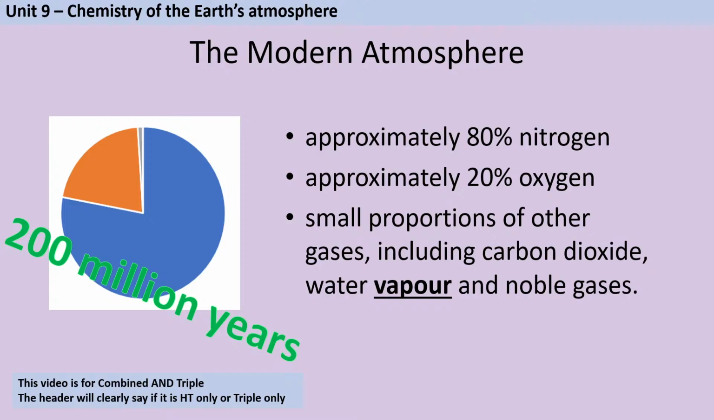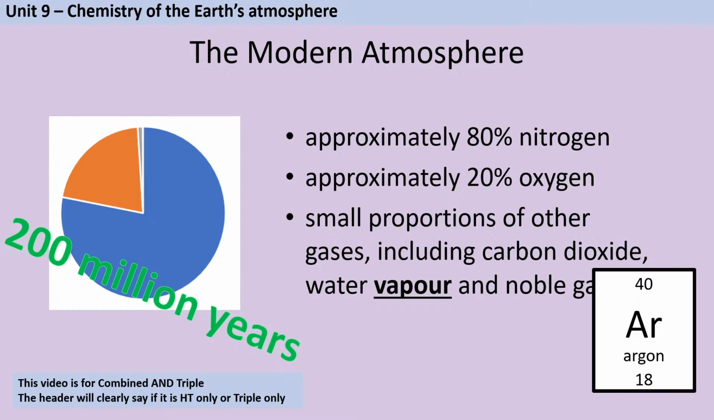So in addition to those, there are small proportions of other gases. There's a tiny amount of carbon dioxide and also variable amounts of water vapour, depending on things like how close you live to the coast or to rivers or lakes. And some noble gases, so in other words, things like argon. It's really important when you're talking about the water vapour, particularly when we get to the greenhouse gas bit, that you are using the word vapour, because if it's not water vapour, it's not a gas.